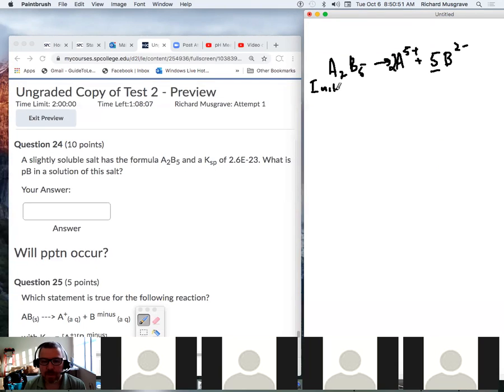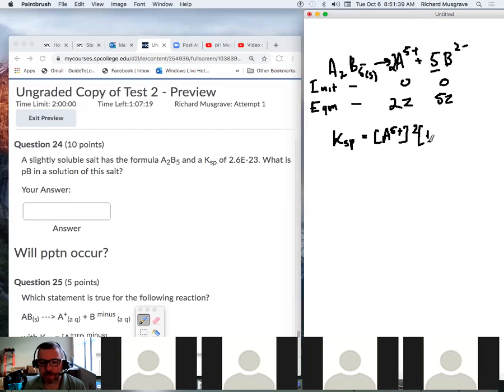So initially we don't have a concentration for the solid, of course. And the ions haven't formed yet, but at equilibrium, again, the solid won't matter, but the concentrations will be 2Z and 5Z. So it's going to break apart, but you're going to get 5Z for every 5 B2- for every 2 A5+. So it goes 2Z and 5Z there. And then we can look at our KSP expression, which is the concentration of A5+ squared and B2- to the fifth.